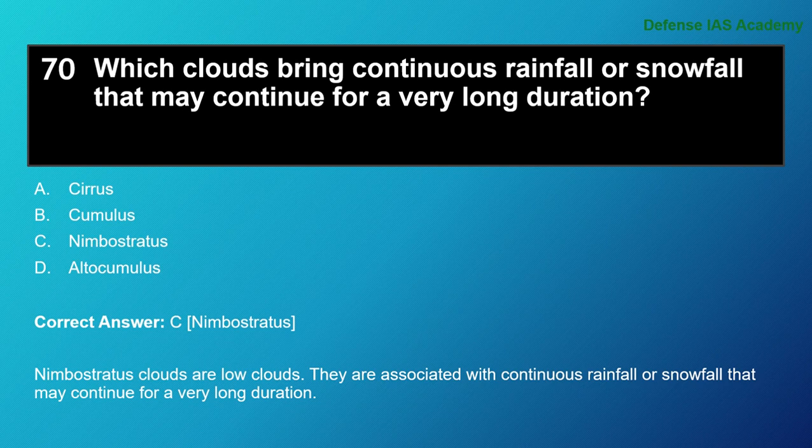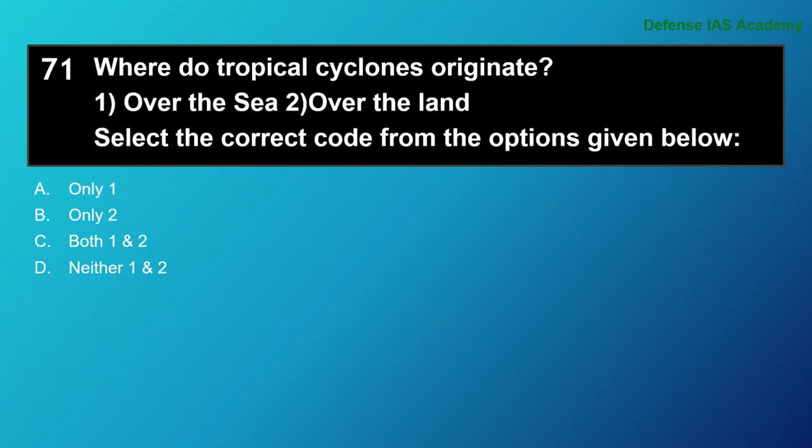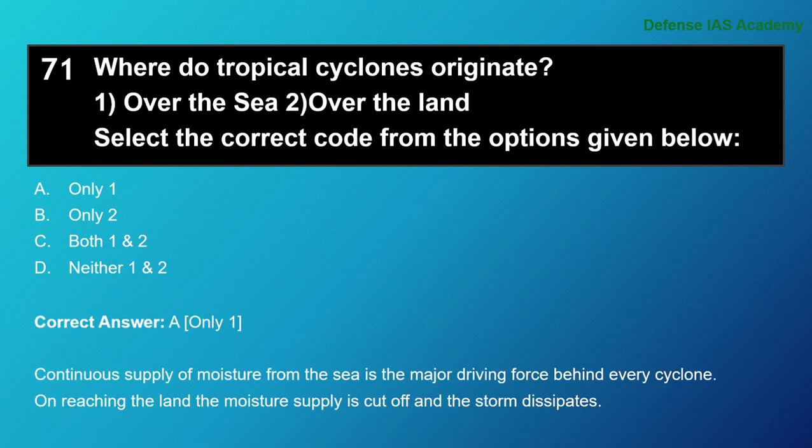So the next form of cloud is nimbostratus, that we already discussed. It is a low lying cloud which is associated with a very long duration of rainfall or snowfall depending upon the region. Now, for the next question, where do tropical cyclones originate?